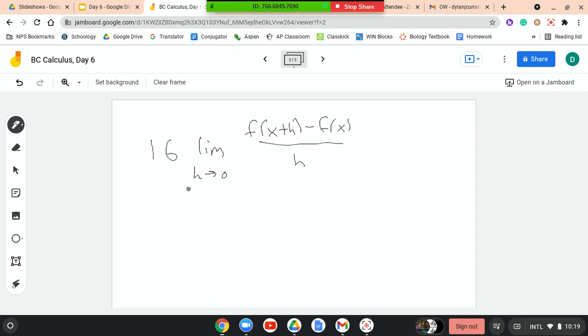Cool. So we have 16 times this. And what is this, by the way? Can anyone tell me what this limit is equal to?